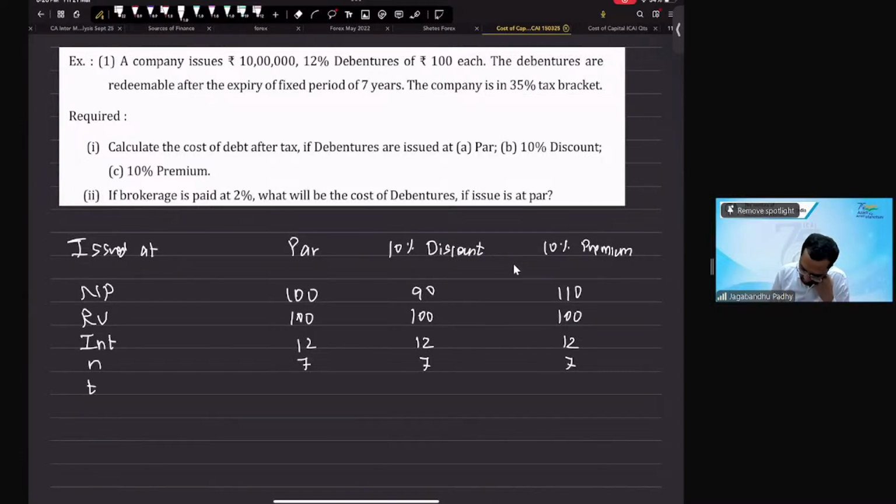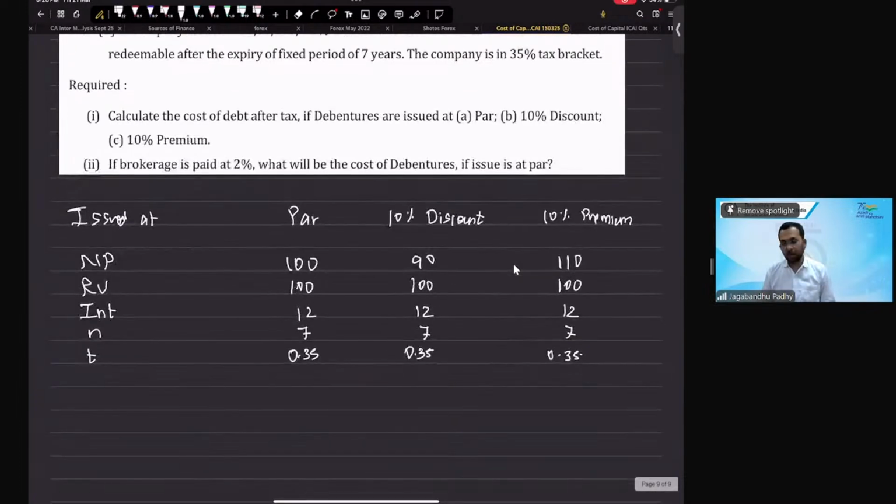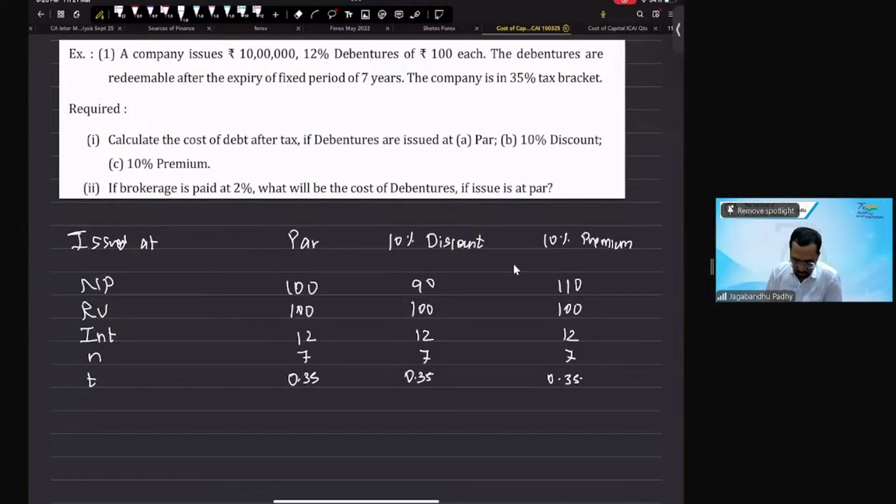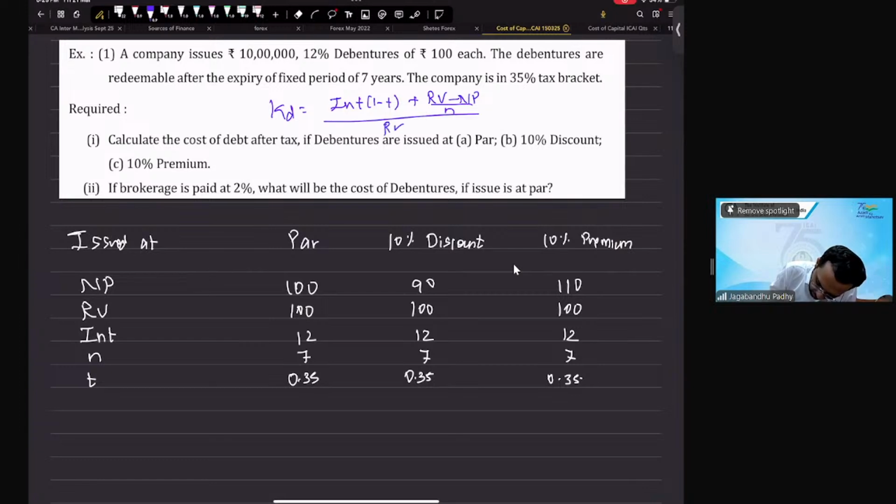And tax rate is given as 0.35. So we have interest, we have tax rate, we have redemption value, we have net proceeds, we have the number of years. You can definitely calculate the value of cost of debt using our formula. So what's the cost of debt? Cost of debt is interest into 1 minus T plus RV minus NP by N, the whole divided by RV plus NP by 2.